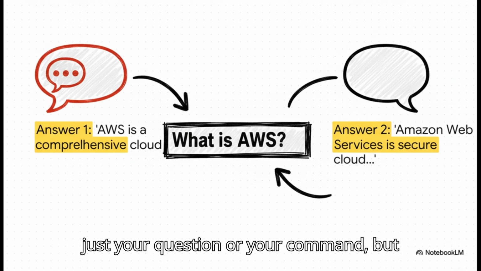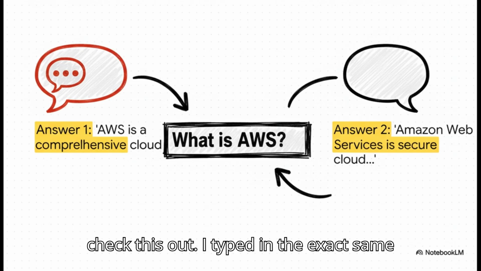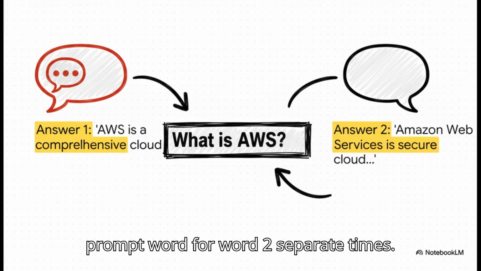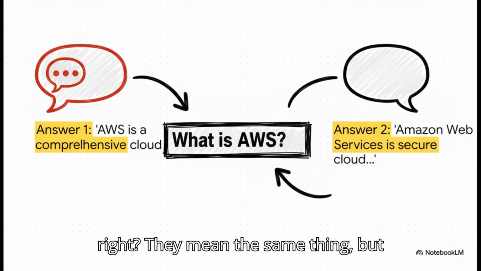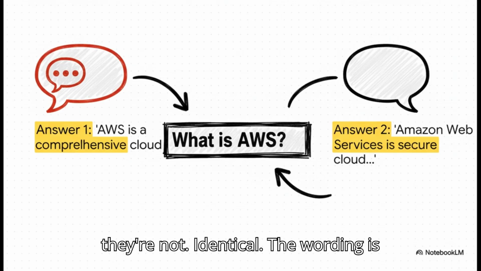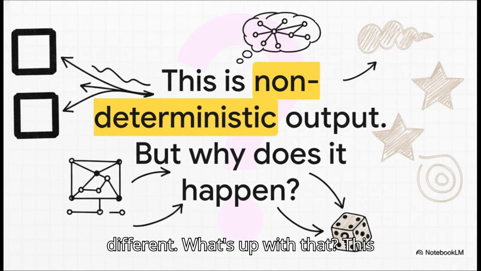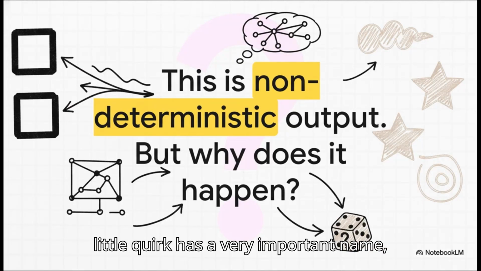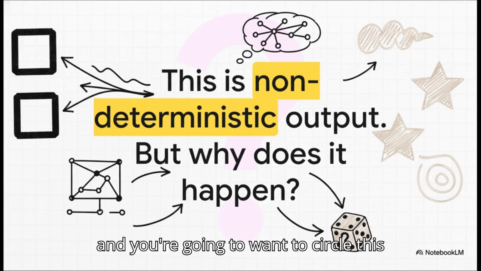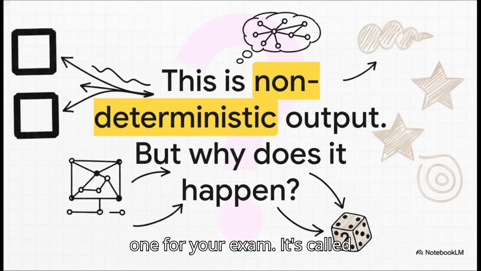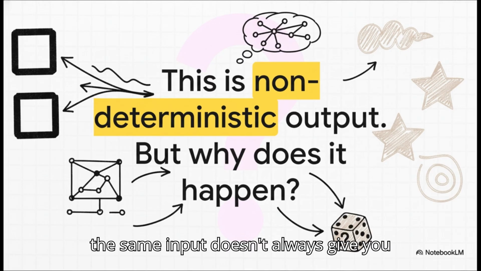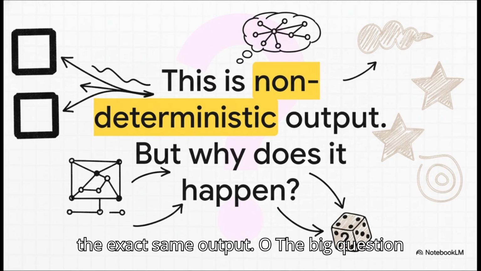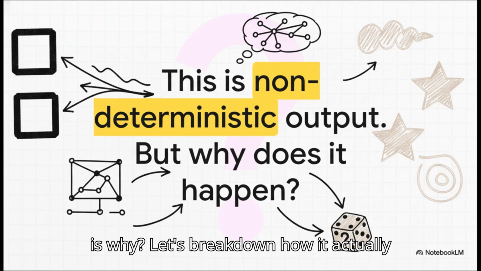But check this out. I typed in the exact same prompt, word for word, 2 separate times. And look at the answers. They're similar, right? They mean the same thing, but they're not identical. The wording is different. What's up with that? This little quirk has a very important name, and you're going to want to circle this one for your exam. It's called non-deterministic. All that means is that the same input doesn't always give you the exact same output. So the big question is, why? Let's break down how it actually works.